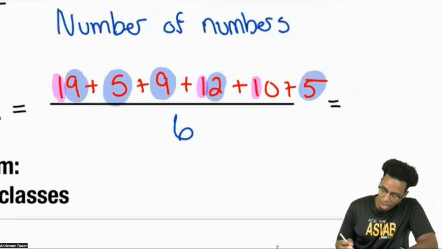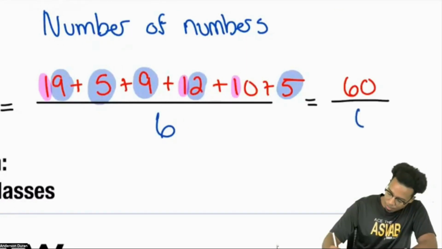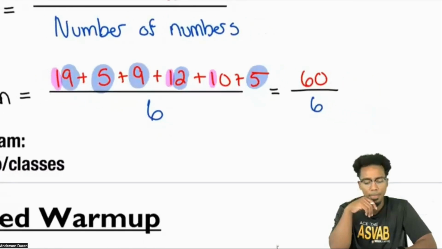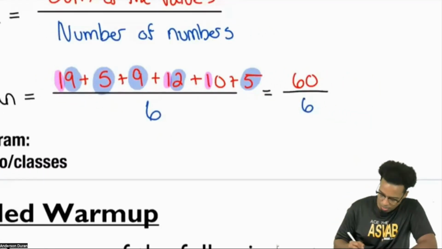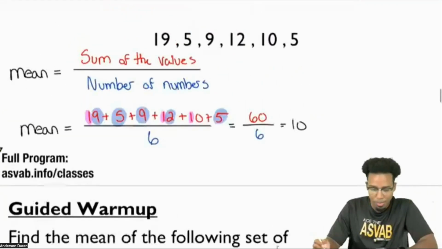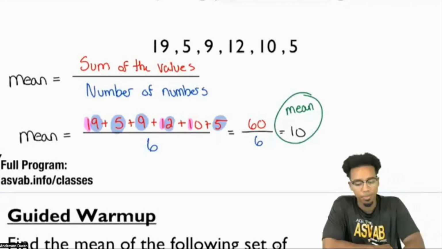So when we add it all up, what I just found out is that we have 60. And then, everybody, 60 divided by 6. What's that going to be? Okay, that's going to be 10. Sounds good. So that 10 right there, that's going to be our average. That's our mean. So that's our answer. It's going to be 10.